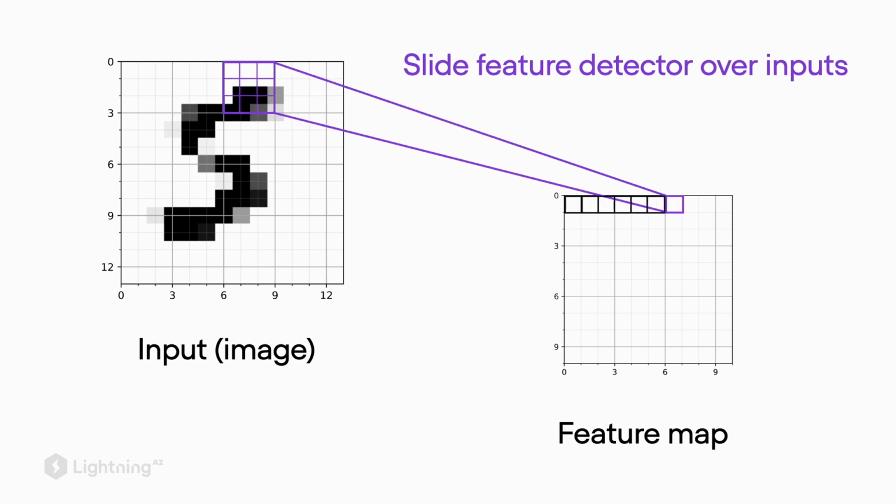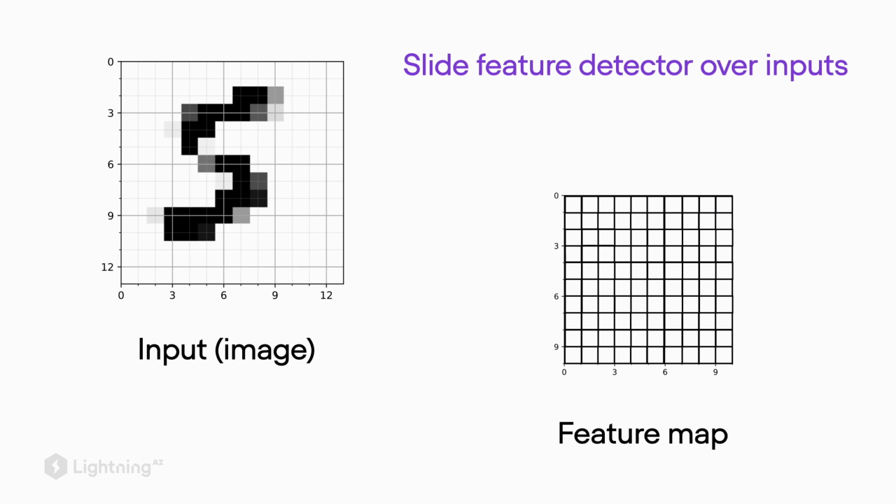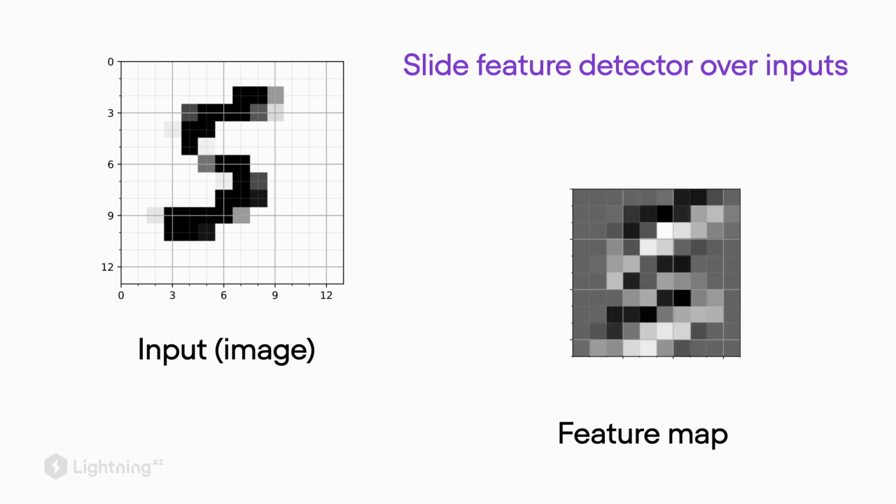Once we completed moving it over the row here, we move it down by one position and repeat the same thing. And we do this until we have all the different values computed in this feature map here. So for example, if we apply this 3x3 filter or feature detector to this input image on the left-hand side, the feature map may look as follows, as shown here in the lower right. So what is actually happening during this operation, which by the way is called convolution?